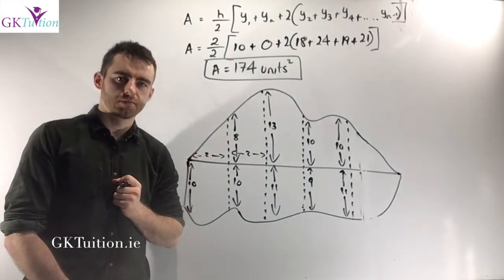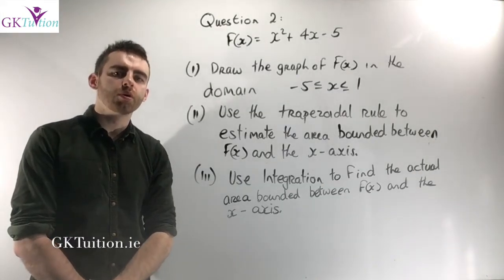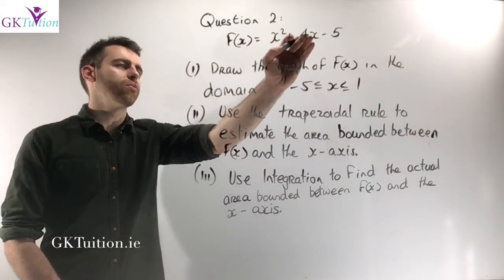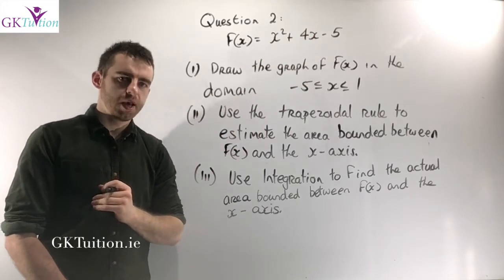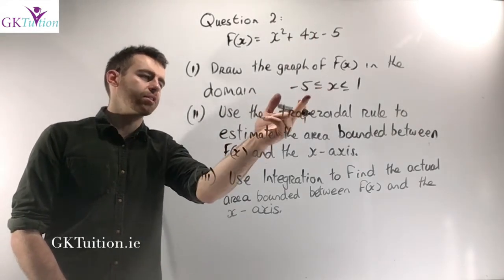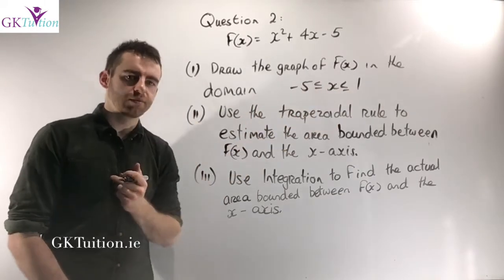units squared. Okay, I want you to try one more question here. In this question, I'm telling you that f of x is equal to x squared plus 4x minus 5. And I want you to draw the graph of f of x in the domain x is greater than or equal to minus 5 and less than or equal to 1.